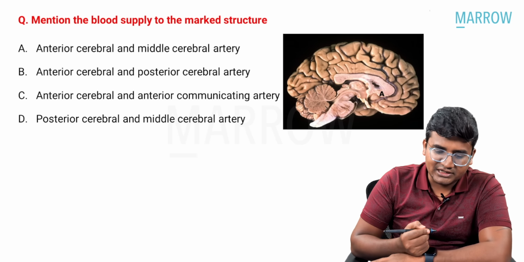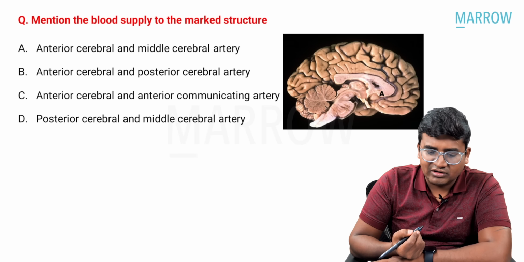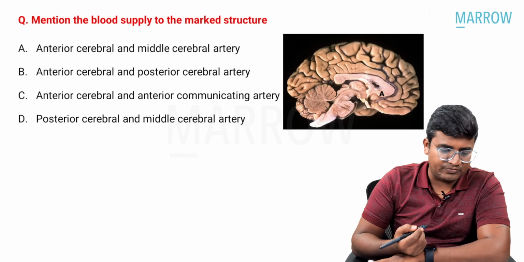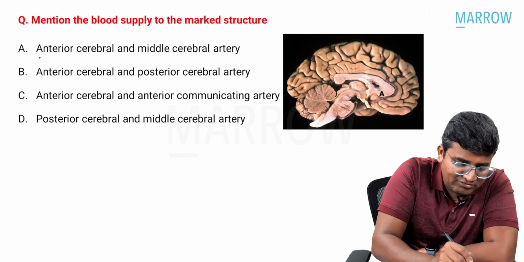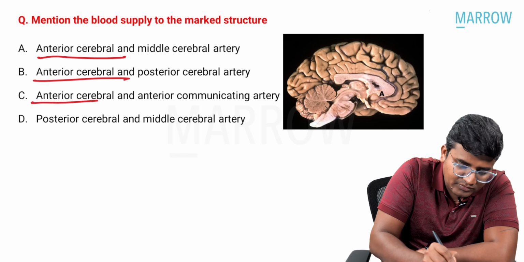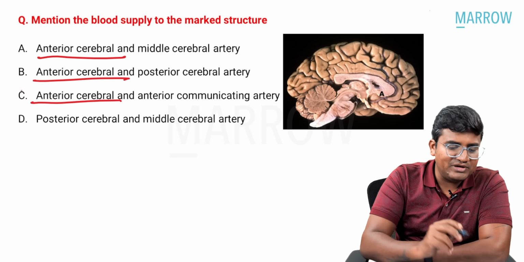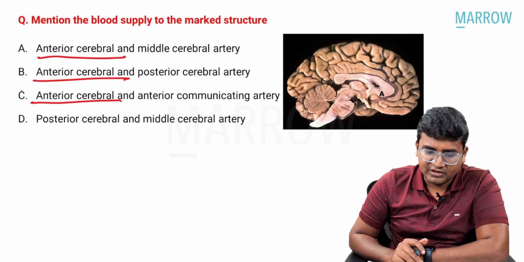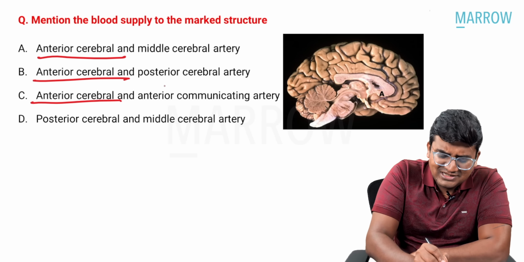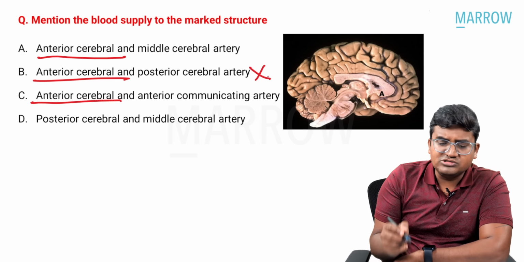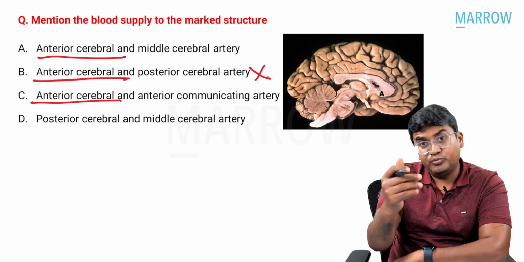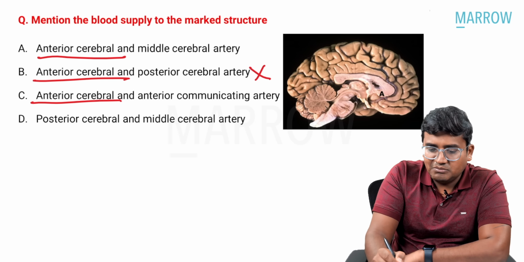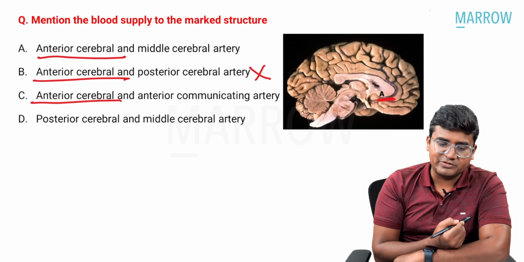Now see the question here. Now the marking is on the anterior part of the corpus callosum. So the answer should be our anterior cerebral artery. So options A, B, C have anterior cerebral artery. Now posterior cerebral artery, no. The posterior cerebral artery supplies the posterior part of the corpus callosum. The marking is on the anterior part of the corpus callosum.